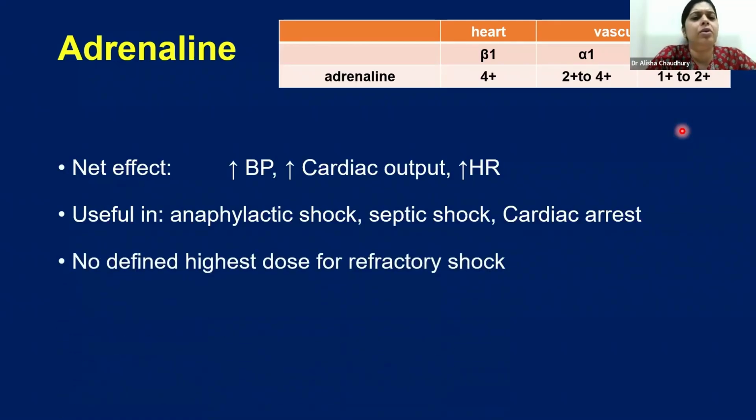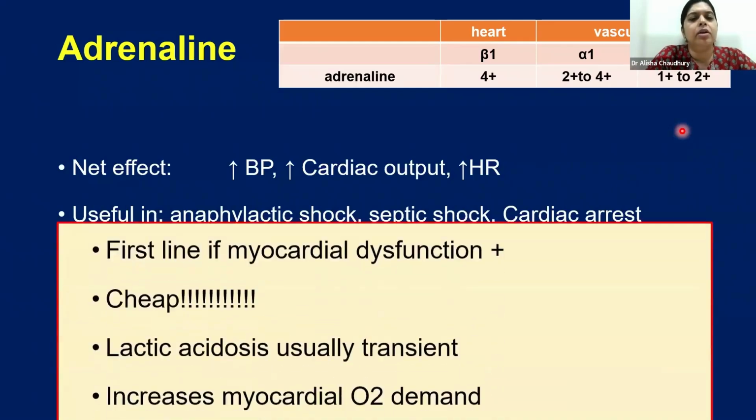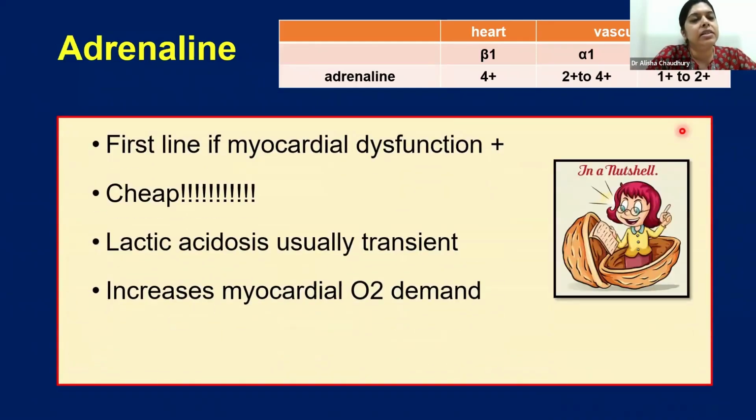So again, no defined dose for refractory shock. So in a nutshell, first line especially, see if you have a patient of septic shock. Now that patient develops some sepsis-induced myocardial dysfunction, some cardiac issue. Obviously, when you give NORAD, it is only going to increase your blood pressure. It is not going to help your heart in any way. You need a drug which can do both. So in those cases, you can consider adrenaline.